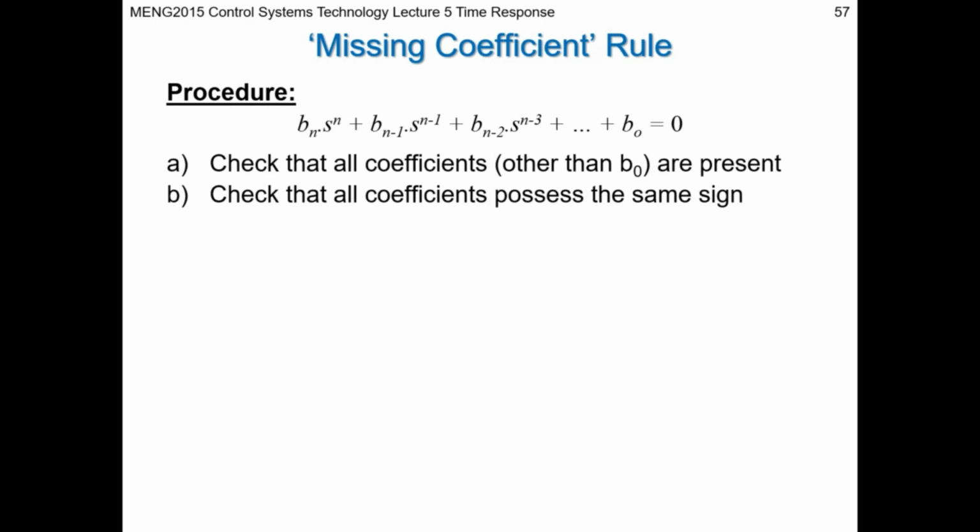We know that we have to use these two checks. One is that all coefficients are present. The constant term, b0, is not as critical, but all the other terms have to be present. And then we have to check that all coefficients have the same sign, either all positive or all negative. So those two tests have to be done.